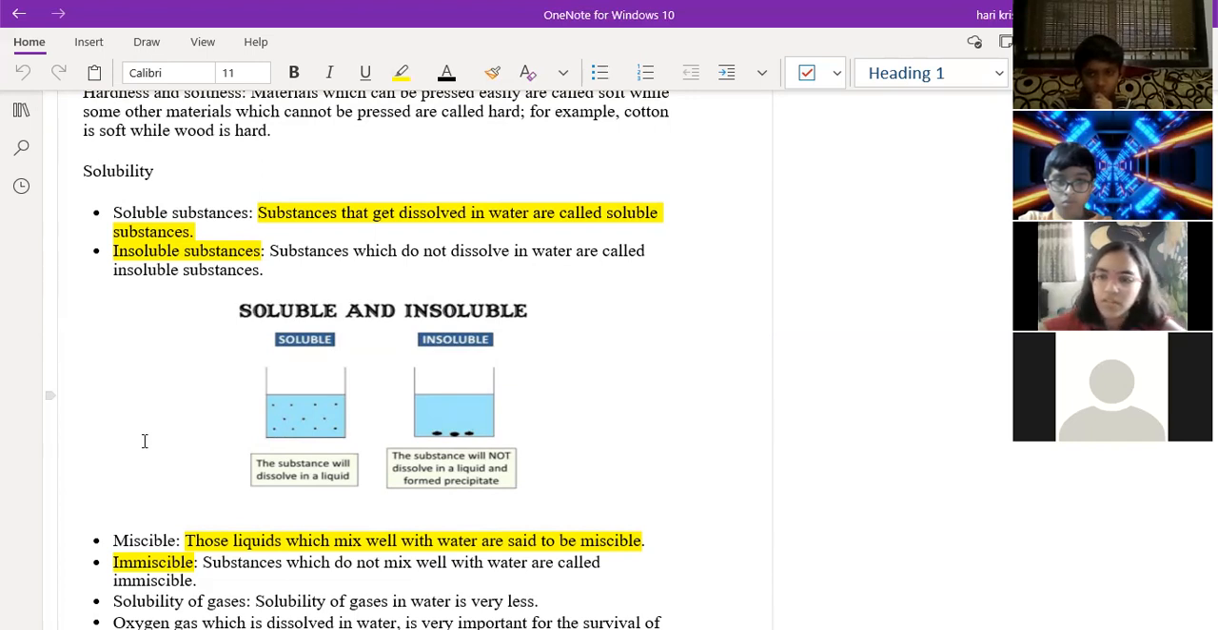Substances which dissolve in water are called soluble substances. Those which are not dissolved in water are called non-soluble or insoluble substances. So based upon this, we can also classify substances into two different groups. All this we are telling just to classify substances, like hardness, softness, luster, rough surface, smooth surface. They are just different terms, but based upon this we can sort the substances.